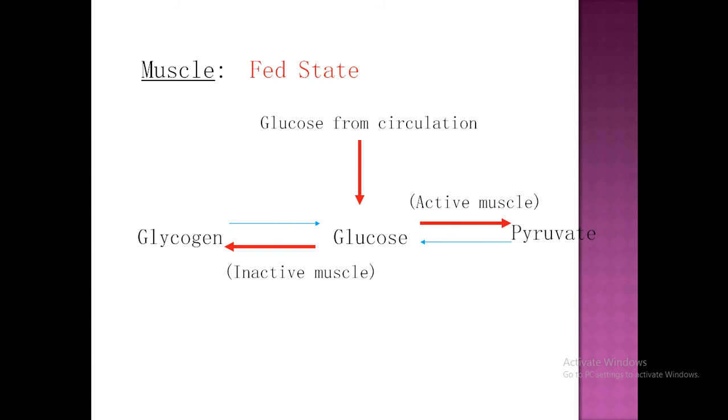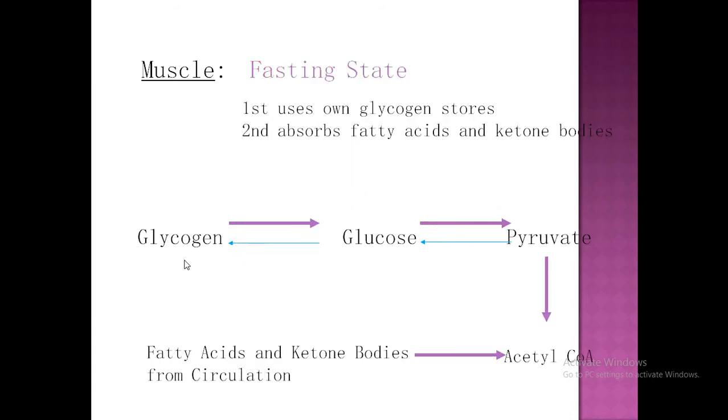Now I am going to explain what happens in the muscles, in the liver and in the adipose tissues, as these three sites are mainly concerned with the fuel mechanism. What happens during the fed state and what happens during the fasting state. So in the fed state, in the muscles, glucose from the circulation, the excess, is stored in glycogen form in the muscles, and in the fasting state, firstly it uses glycogen stores and secondly absorbs fatty acids and ketone bodies.